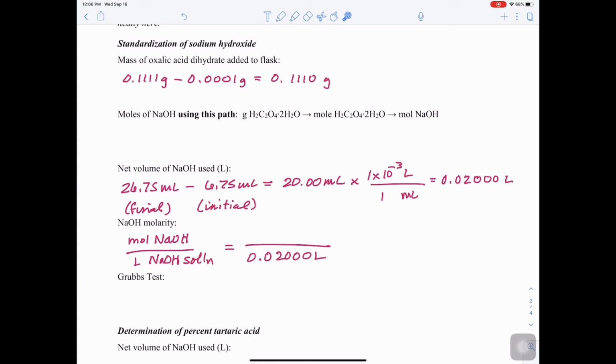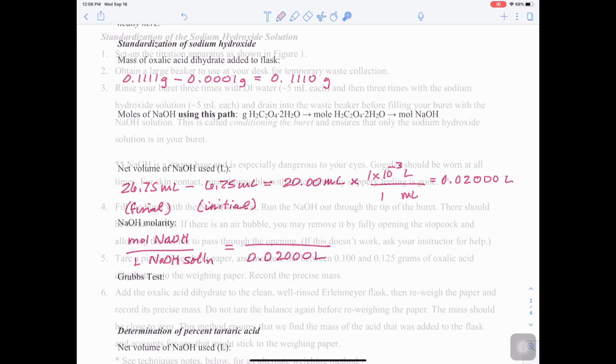We've done Grubbs' test before and we're going to do Grubbs' test again here. You can't do the Grubbs' test until after you've done all 4 calculations. Again, the Grubbs' test was explained in Experiment 1.